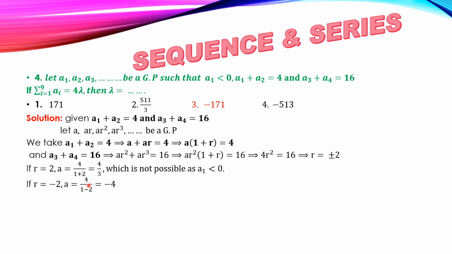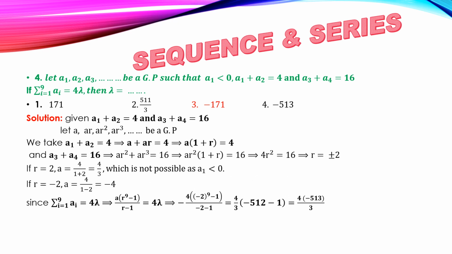Then a equals 4 by 1 minus 2. So that equals 4 by minus 1, which means minus 4. So which is already less than 0. Therefore, the value of a is minus 4. And in the given problem the sum of the first 9 terms equals 4 lambda, which is already given.